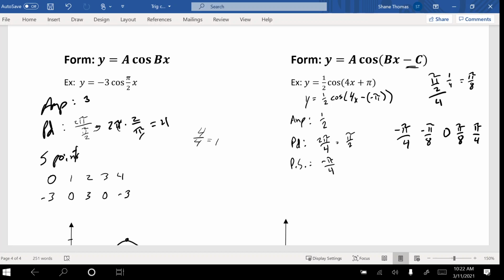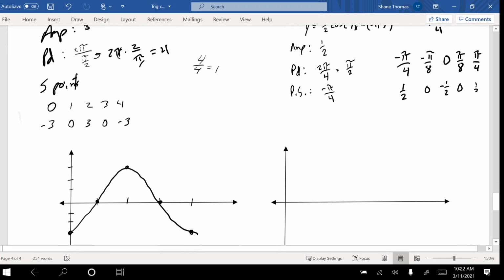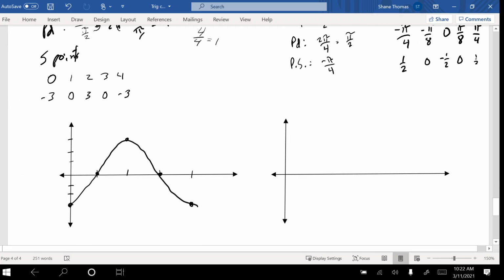All right? Now, is this a positive or negative cosine? Positive cosine, so we're going to start at our max value. So we start at our max value of 1/2, because that's our amplitude. So it'd be 1/2, 0, minimum, 0, maximum. Messed up when I put this graph on here. Should have had the arrow in the middle, huh?